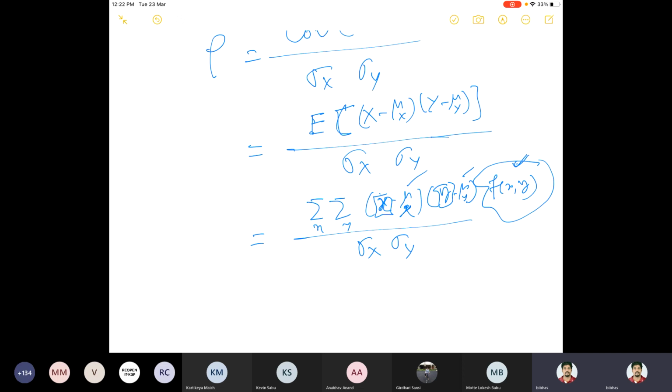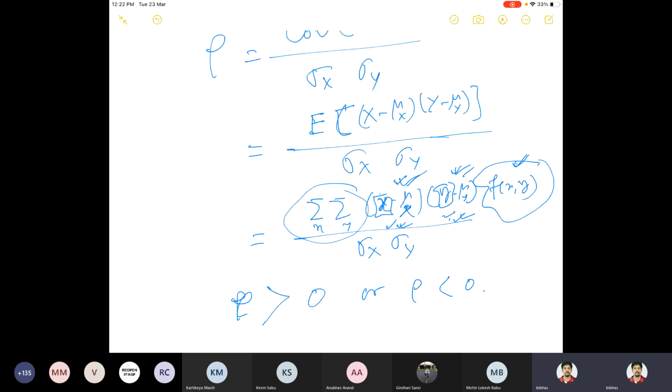So when rho is positive or when rho is negative: this is a summation, so it will be positive if all these terms are positive. If one factor is positive and the other is negative, or vice versa, then it will be negative. So for all values of x and y, if that is the case, it is guaranteed that it will be positive or negative.